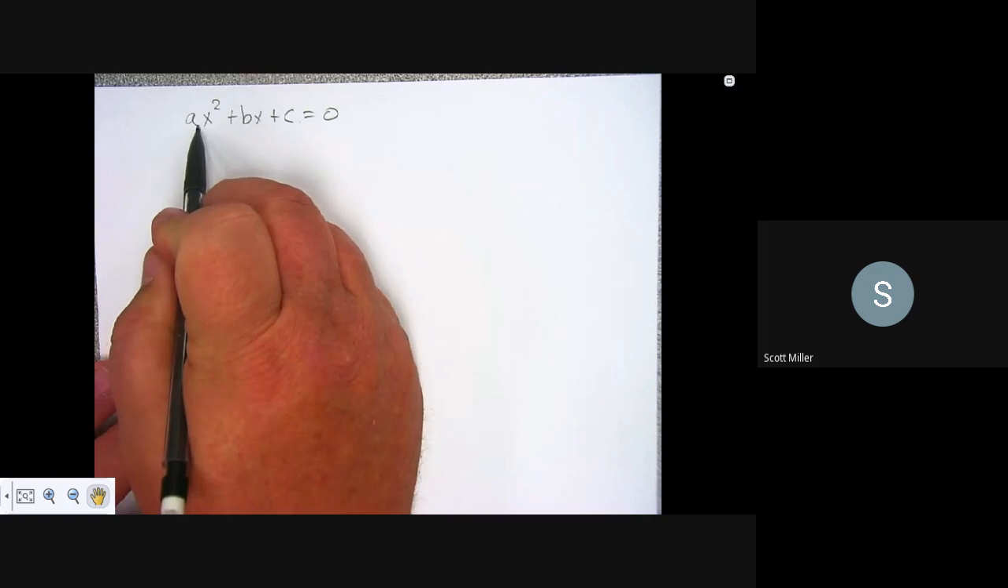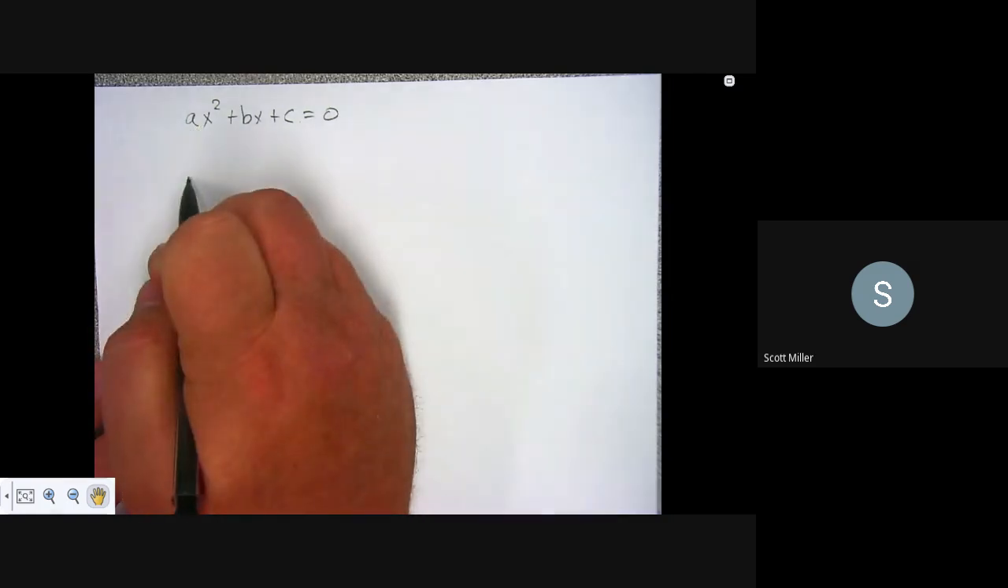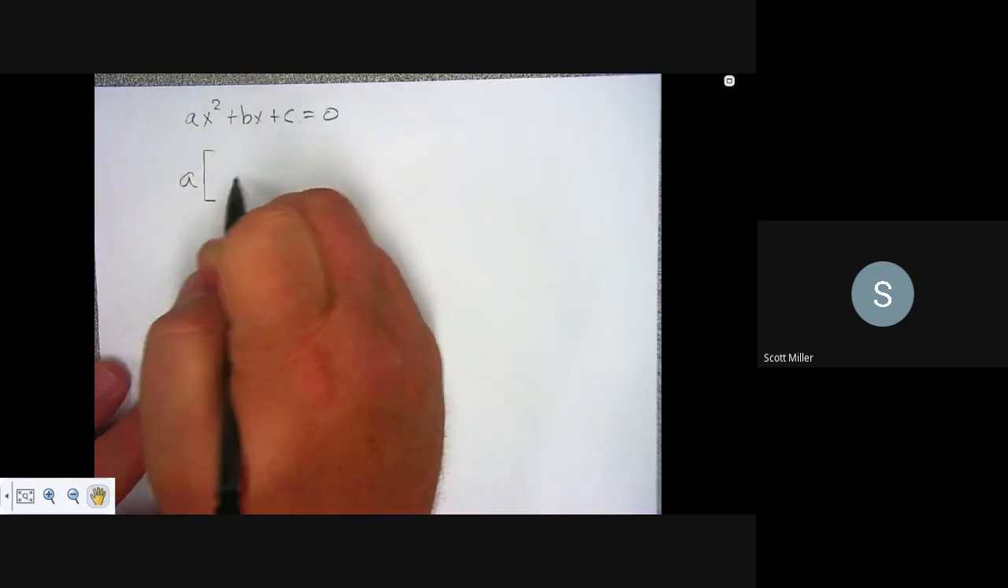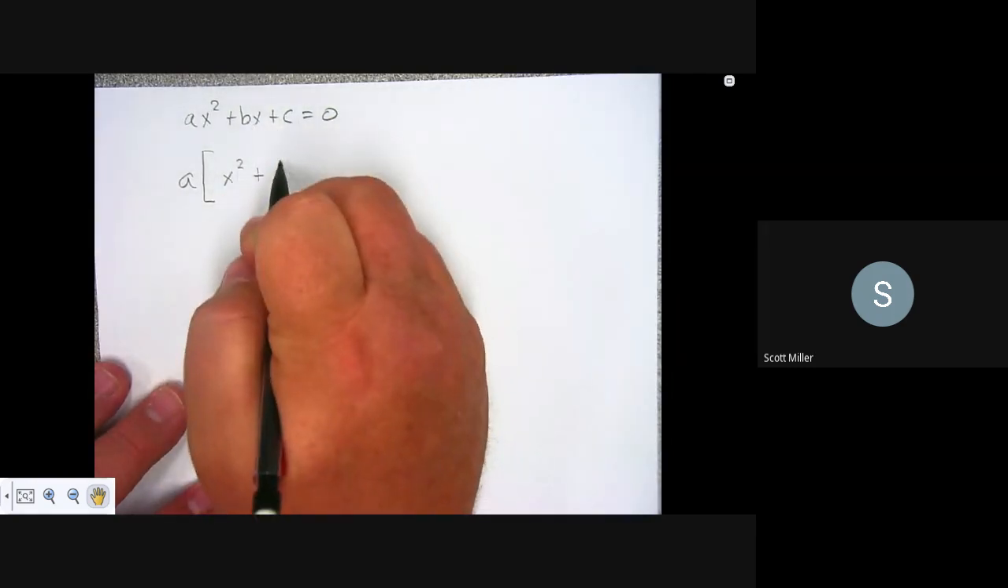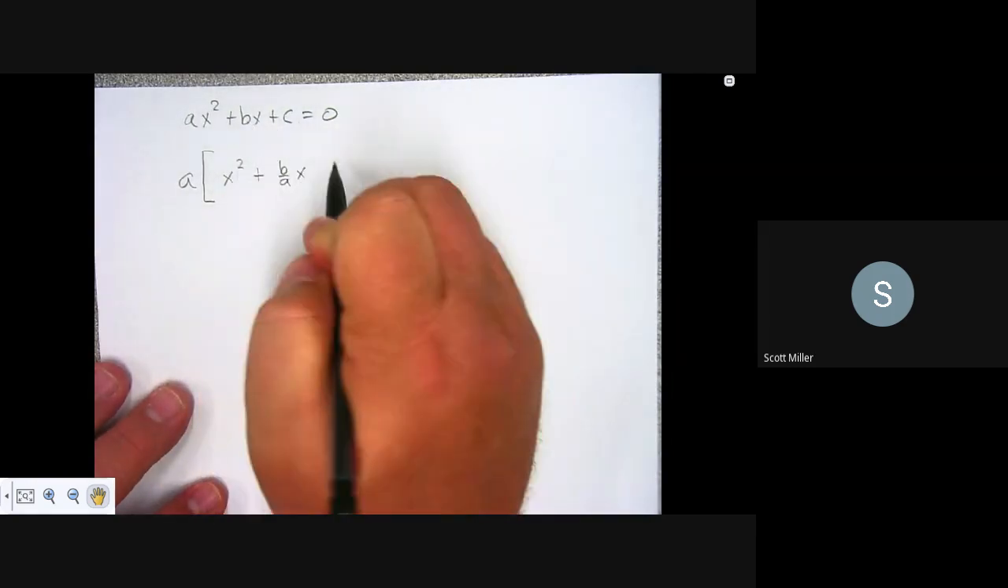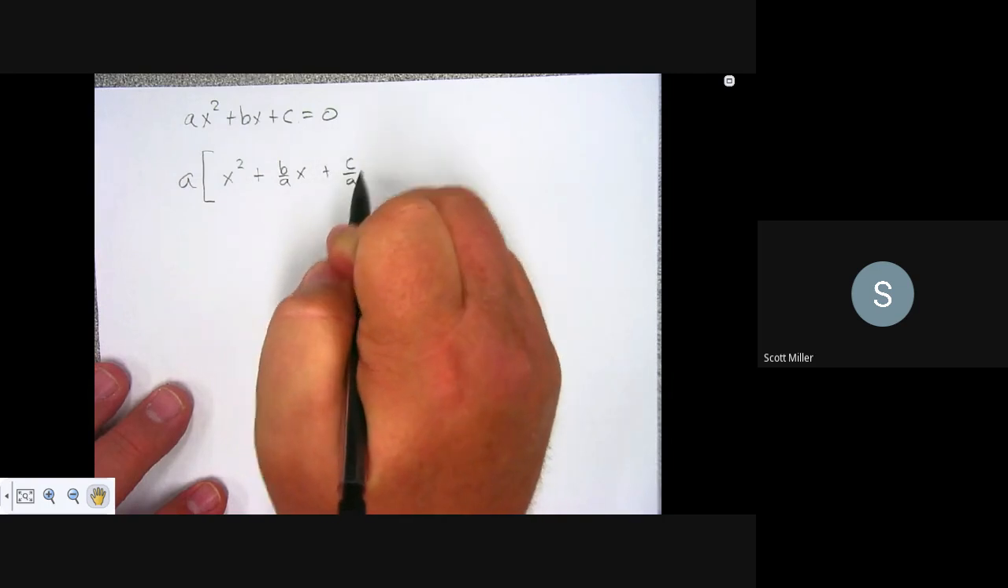So the first thing I want to do is I want to factor out that A. So A comes out. I'm left with x squared. And then I divide each of those by A. So this is going to be B over A. And then plus C over A.